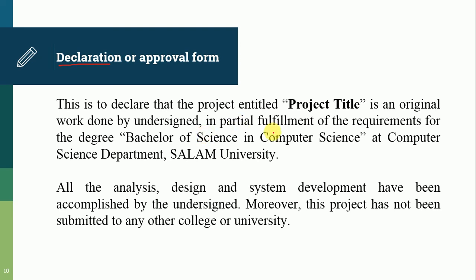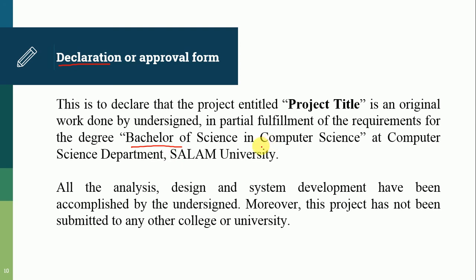I will show you some other declaration forms as well. This is to declare that the project entitled is an original work done by the undersigned in partial fulfillment of the requirements for the degree Bachelor of Science. It means that here you declare that you have done this alone, or maybe your group has done it, 2-3 students, collectively. Now you declare this, and you say that this is my own work, I haven't copied from anyone. Here it talks about plagiarism. This is your own work, you shouldn't copy from anybody.